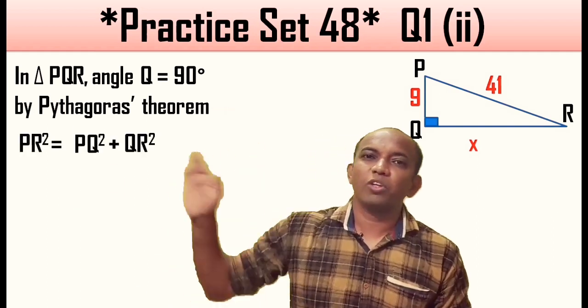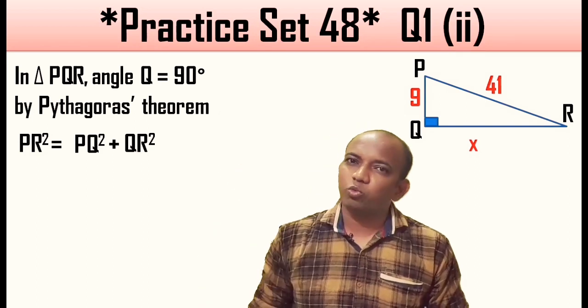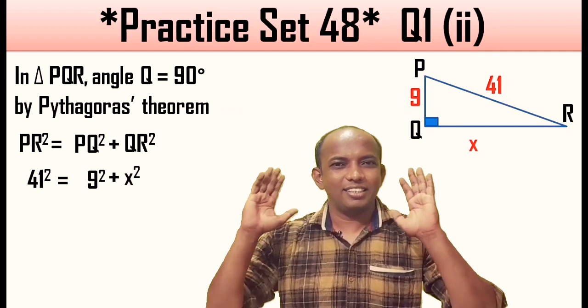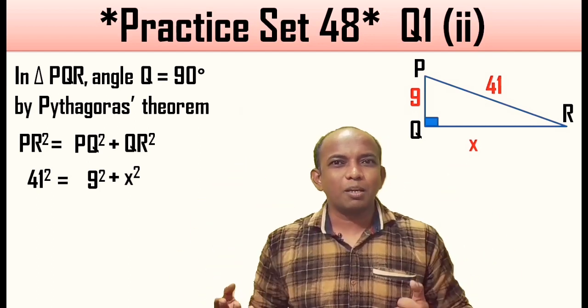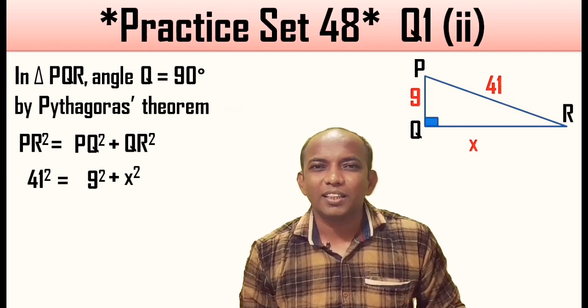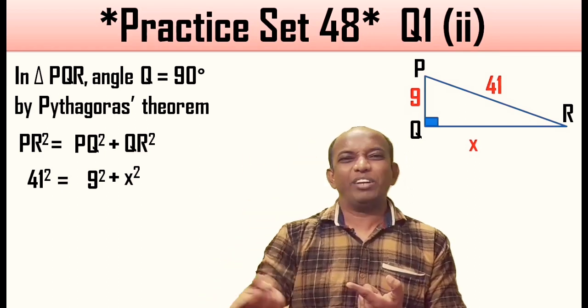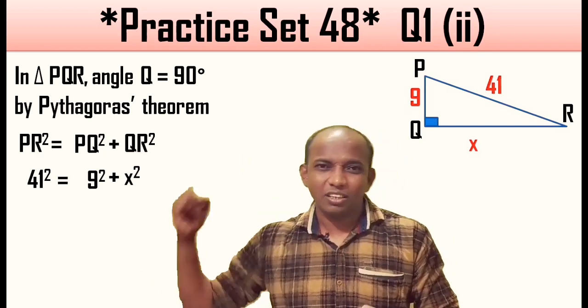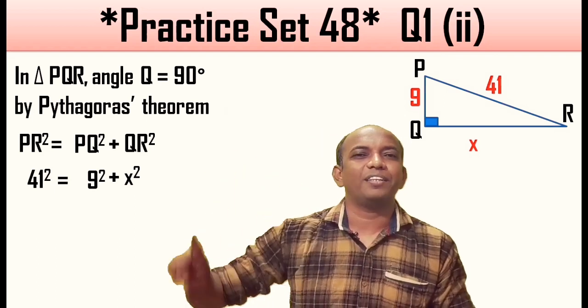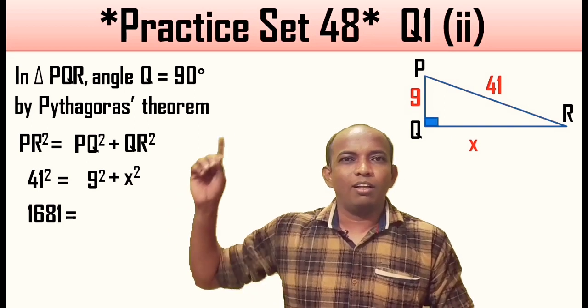After this, substitute the values the way I told you. 41 square is equal to 9 square plus x square, right? Yes, of course. Third step is what? Find the square. Okay, squaring a number means nothing but multiplying a number with itself. 41 square means 41 into 41, and the moment you carry out the multiplication, you get the answer 1681.